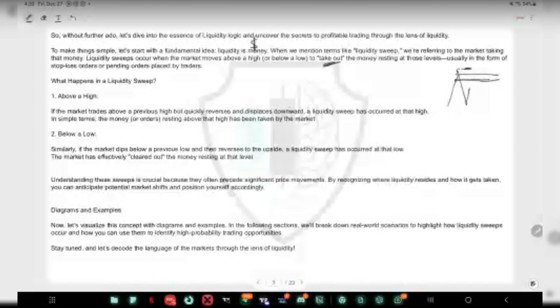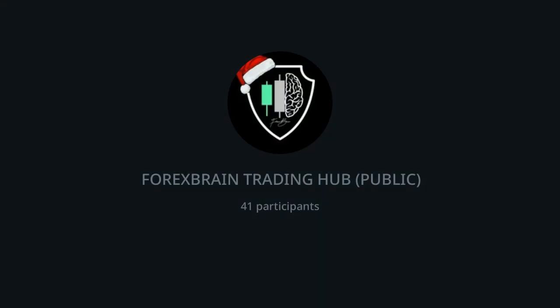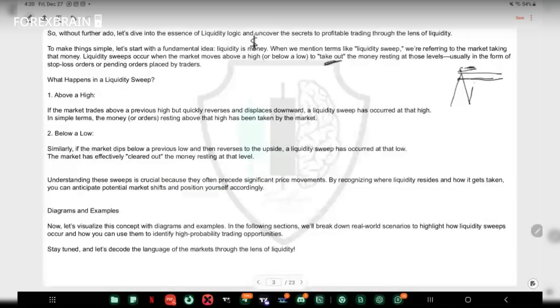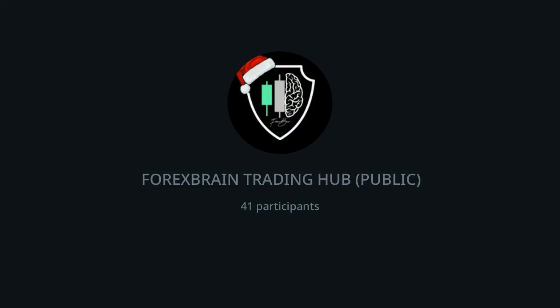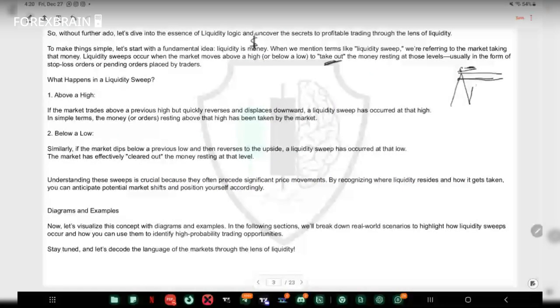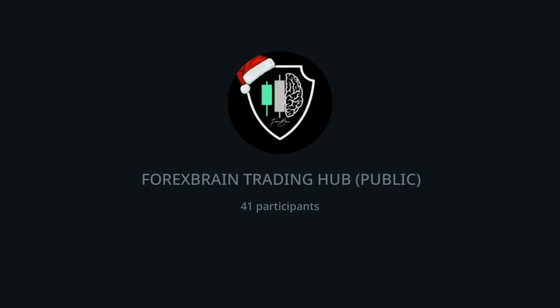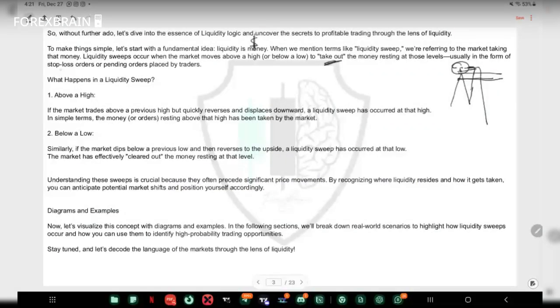Now, because of the idea of liquidity, we know that the algorithm is actually programmed to take money, right? So price will go onto the liquidity and still move in the intended direction because of a lot of liquidity. That's a lot of money resting above it. So that's just that about that. So usually in form of what? Stop loss order or pending order.